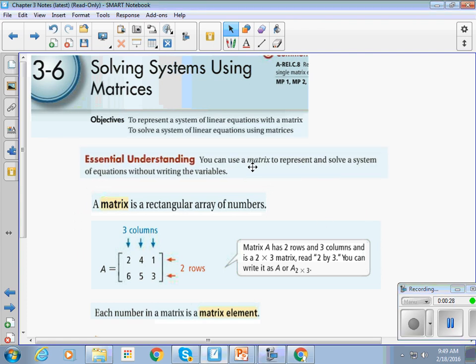So our essential understanding, you don't have to write this down. You can use a matrix to represent and solve a system of equations without writing the variables. It's awesome.